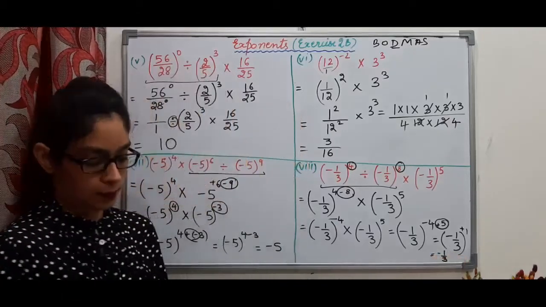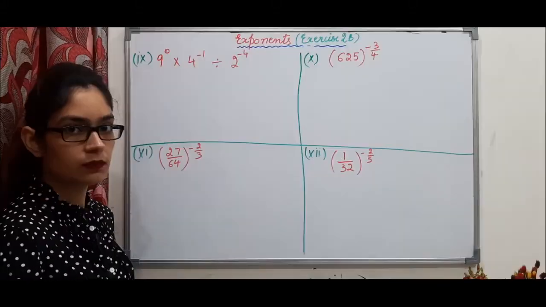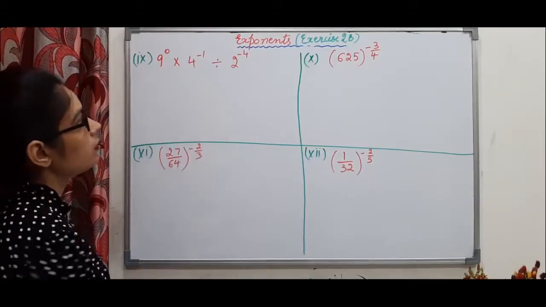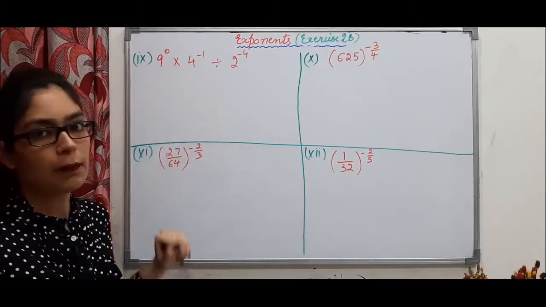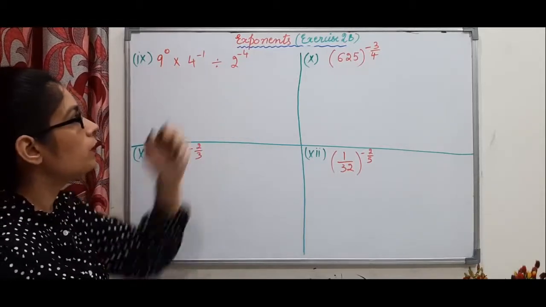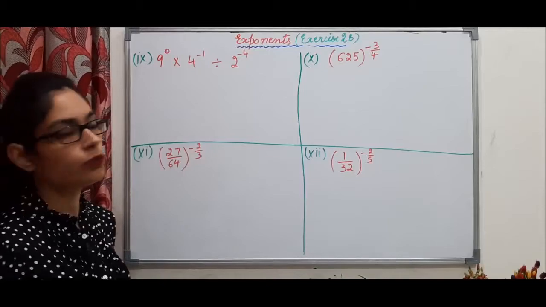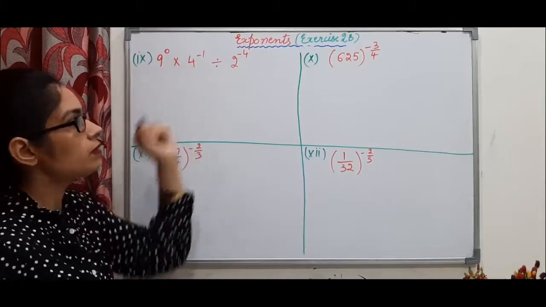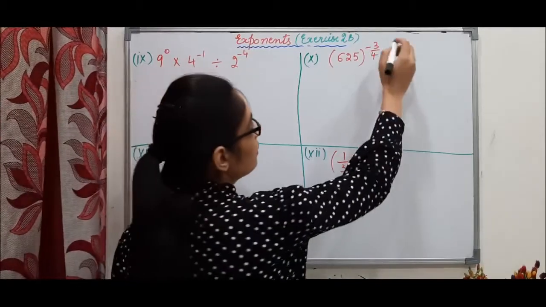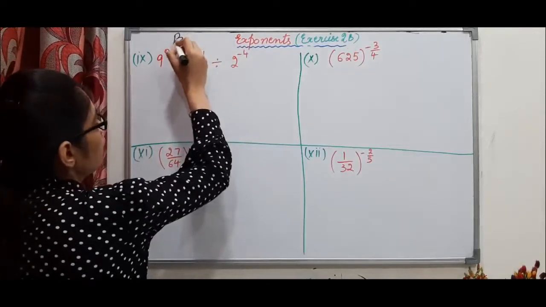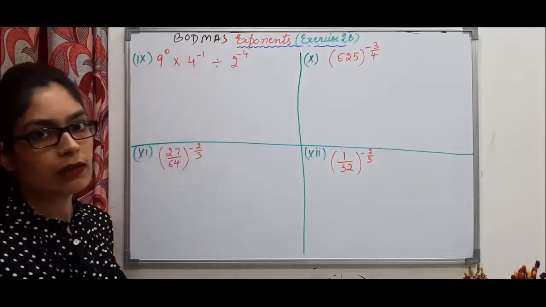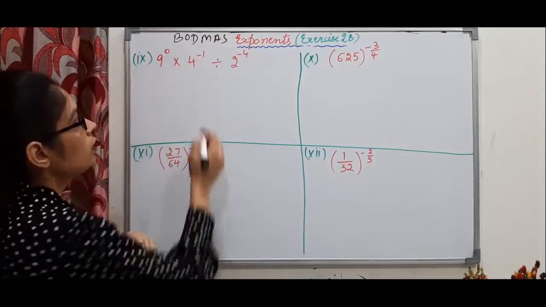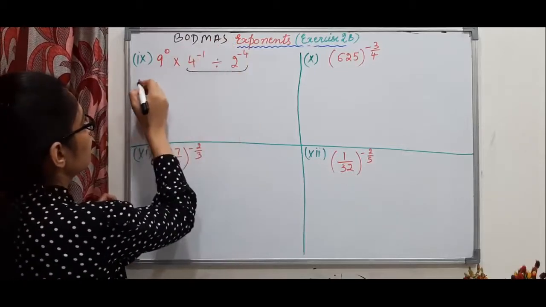Let us do the next parts. In the next part it is given to us 9 to the power 0 into 4 to the power minus 1 divided by 2 to the power minus 4. So again multiplication and division is there. If multiplication and division is there, always use BODMAS to see what you have to calculate first. So division, do this part first.